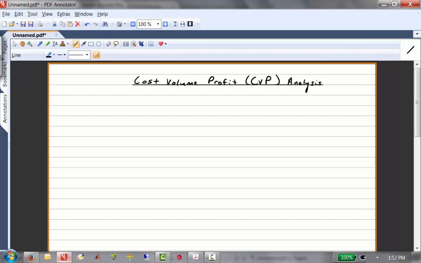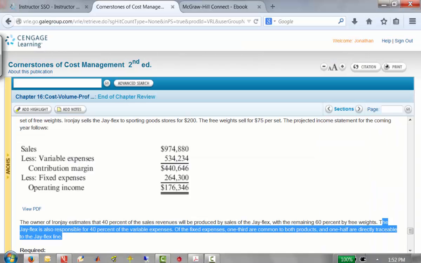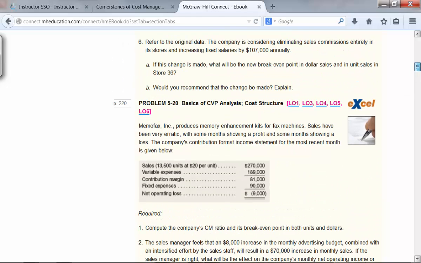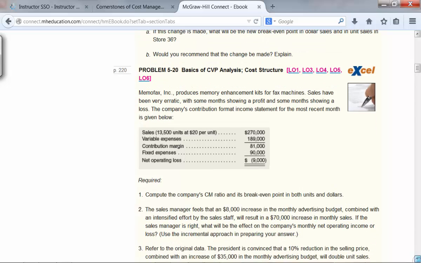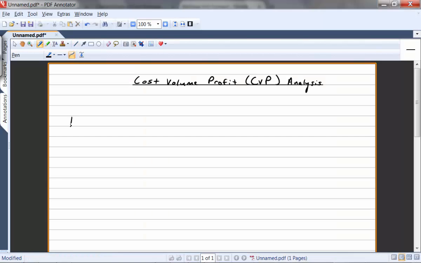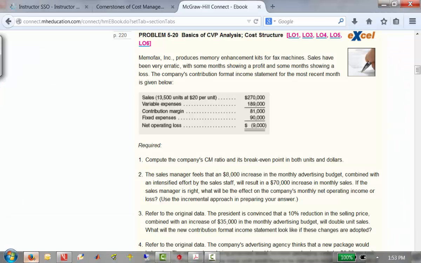Now let's go ahead and start with the first problem, and we're going to take it from your ebook online, problem 5-20 right here. So the basics of CVP analysis. So that's the one we're going to be looking at first. Alright, so we have a company here. They produce memory enhancement kits for fax machines. Here's the contribution format income statement for the most recent month.